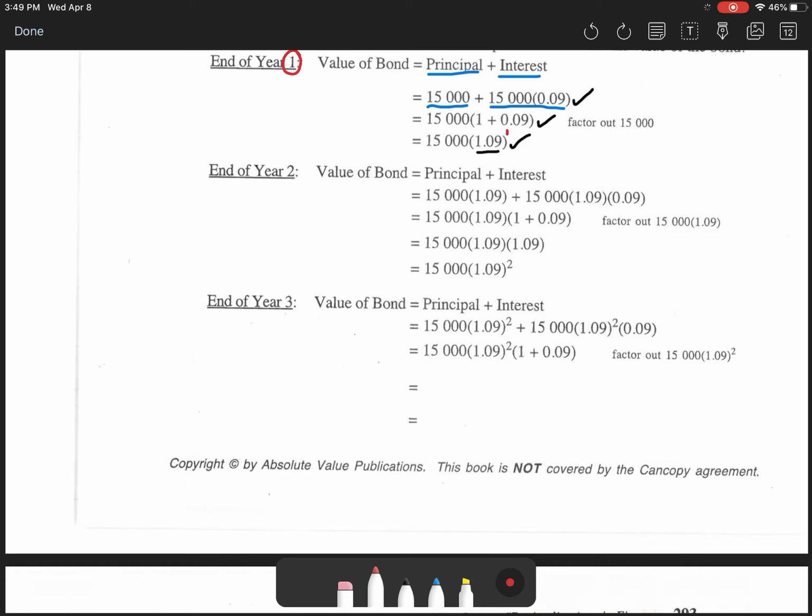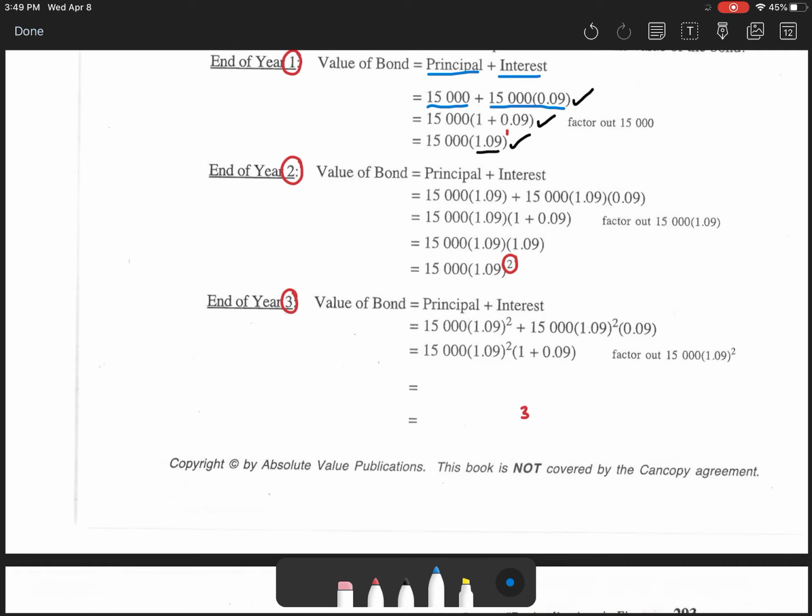Now what you'll notice here as I move through the questions, at the end of year one, I have an exponent of 1. When I move down to year 2, you'll see that I end up with an exponent of 2. And at the end of year 3, guess what? I'm going to end up with something that has an exponent of 3. And we will get there.